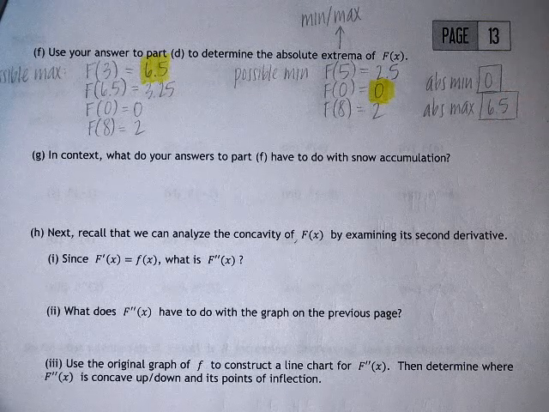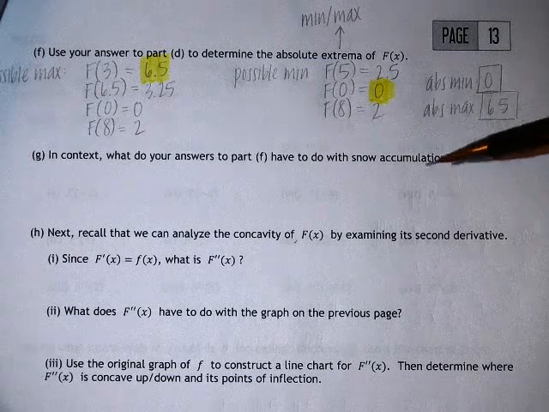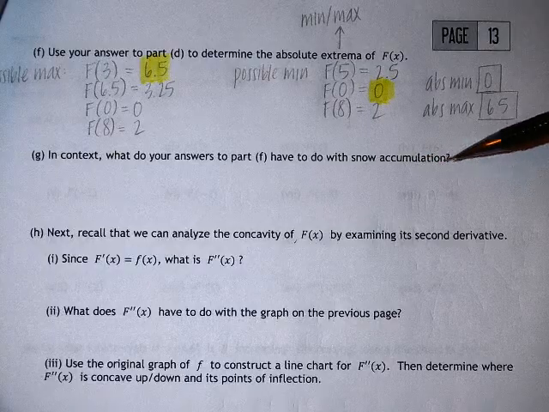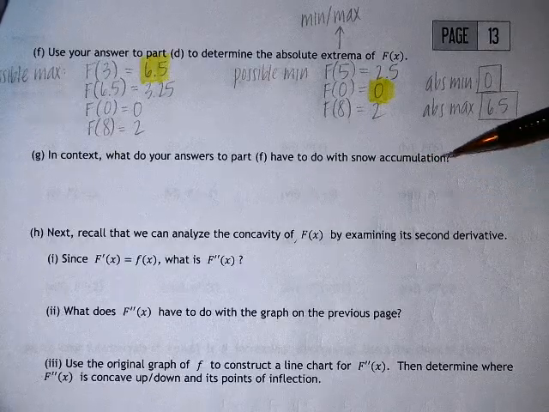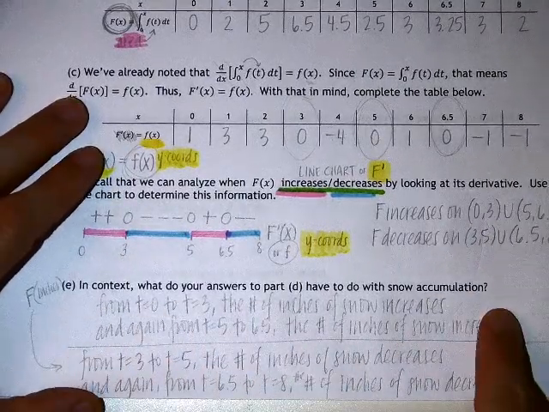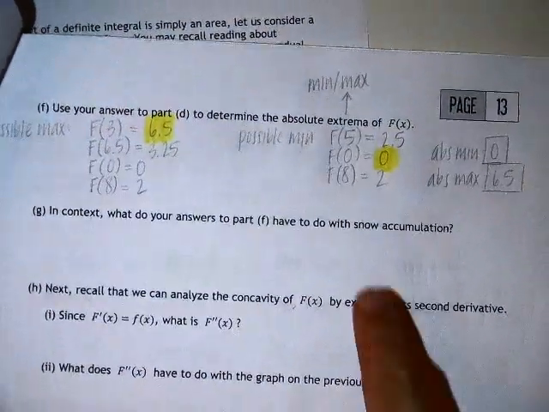Speaking of making sense, try to answer question letter G. In context, what do the min and the max have to do with snow accumulation? Try to answer that question in your own words and put it kind of in the same phrasing that we use for letter E. Try to think of it in terms of the number of inches of snow and see if that helps you make some sense of it.